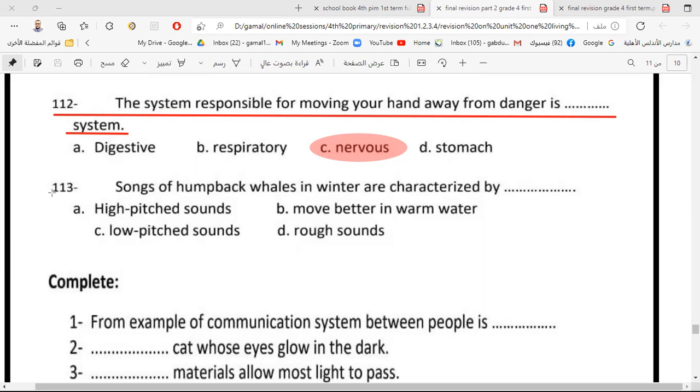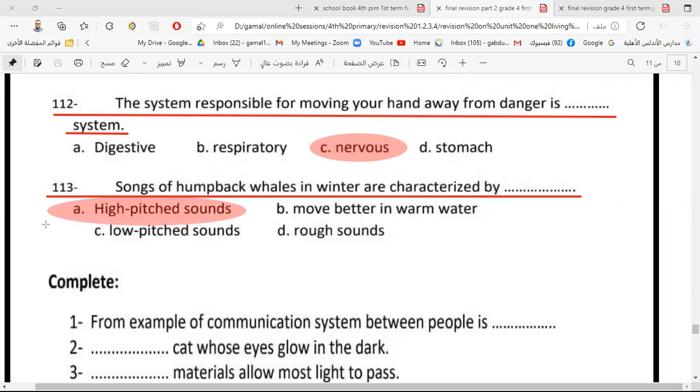Okay, my son? Let's go to another hero, Ahmed Helmi. Are you ready, Ahmed? Yes. Let's go, my son. The songs of the humpback whale in winter are designed by high pitched sound, very good, my son. Because the high pitched sound or the sharp sound travels better in the cold water. Remember this very well, please. Everybody, remember this very well.